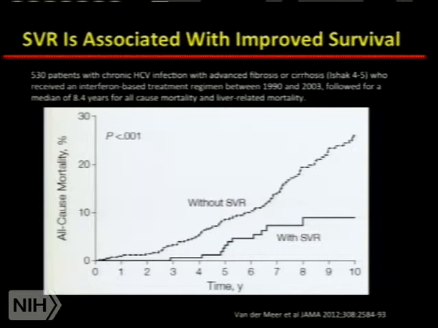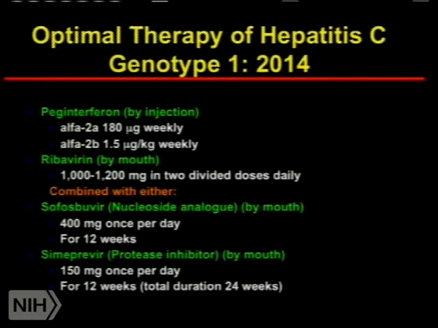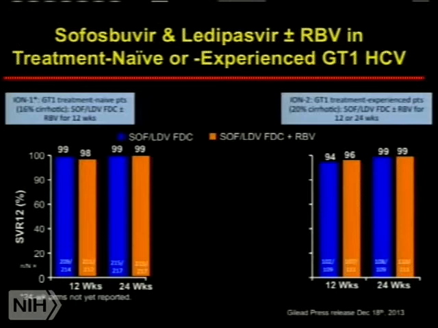What is the optimal therapy for genotype 1? It's the combination of peginterferon and ribavirin, combined with a direct-acting antiviral, either sofosbuvir, which is an NS5B or polymerase inhibitor, or simeprevir, which is an NS3/4A or protease inhibitor. The expected response rates with the sofosbuvir-containing regimen in genotype 1 patients is about 90%, and with the simeprevir-containing regimen, 80 to 82%. So pretty high response rates in genotype 1.